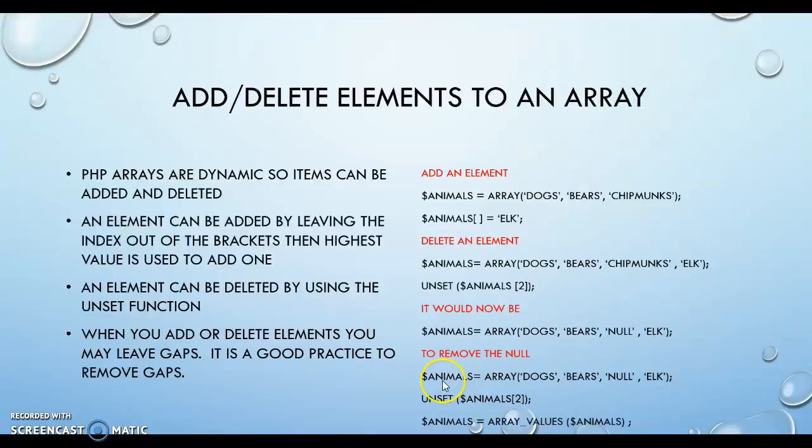what we're going to have down here is the elements in the array, and you have the null. We want to unset animals index 2, which would be the null. And then if we say animals array values animals, it's going to make it be dogs, bears, elk, and remove the null. The other thing you can do, if you're doing it manually, is assign elk the index value of 0, which would change this array and put elk in the first spot, so then you have elk, dogs, and bears if you wanted to change it manually.